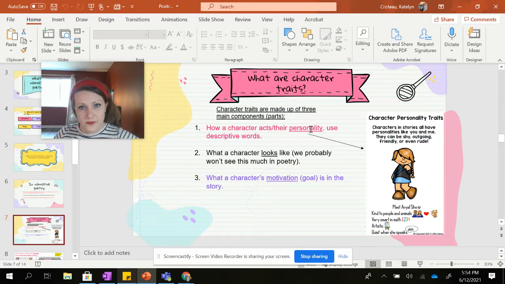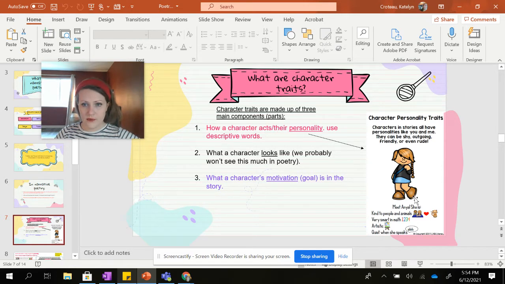Character traits aren't any different really in poetry, except usually it's a little harder to find them. Character traits are made up of three main components. A lot of times people think character traits are just like, oh, they're funny, or oh, they're pretty. But it's deeper than that, and you want to think about it in three ways. Way one, how the character acts, their personality, using descriptive words.